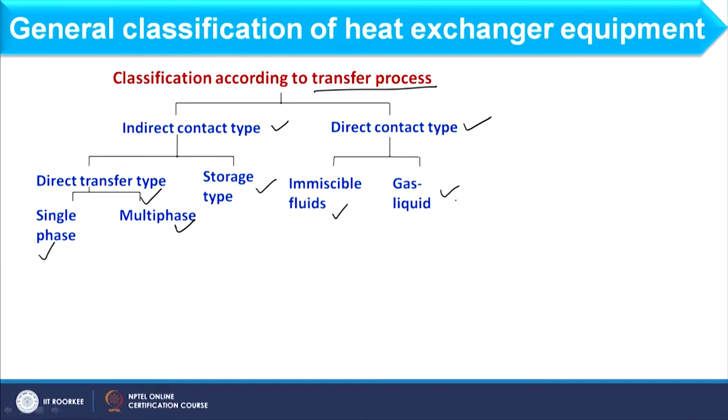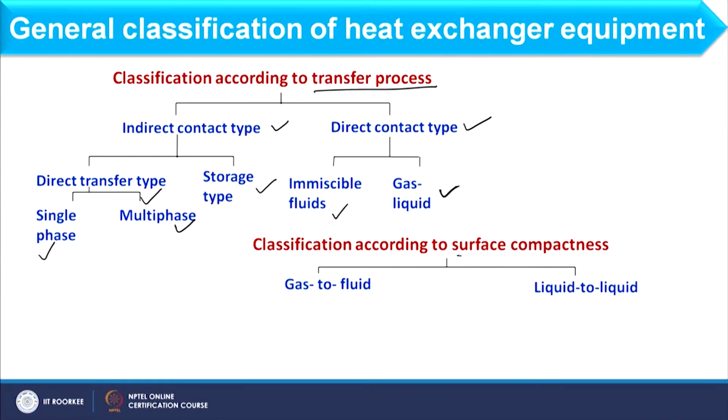Gas liquid. As far as gas liquid heat exchanger is concerned, you know the example of this, and that is very common in our life, and that is basically the air coolers which we usually use in summers. Okay. So, there we have direct contact of air and liquid. So, that is one of the examples of gas liquid exchanger. So, that is about the classification based on transfer process.